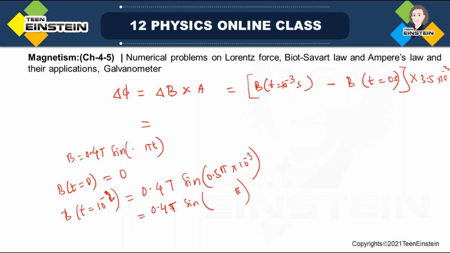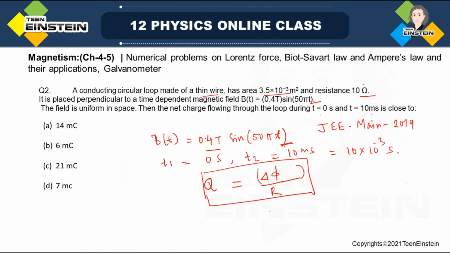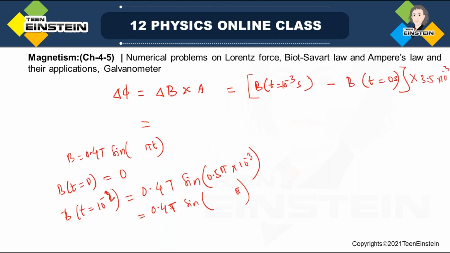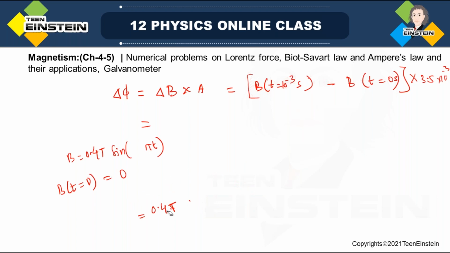Okay, so in the question, what was there? This is 10 millisecond, which means 10 to the power minus 2 second. This is where we had made some mistake. Let me just clean this portion. The rest of the things are okay.